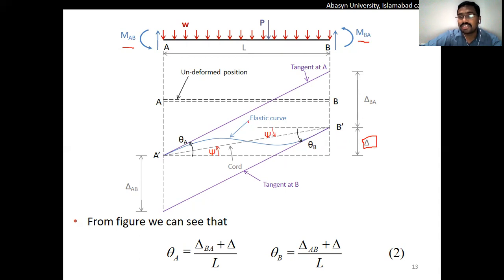Similarly, if we consider the rotation at point B due to A, it will be considered as delta BA, like MBA, the moment at point B in the member AB, and similarly the deflection at point B in the member AB.